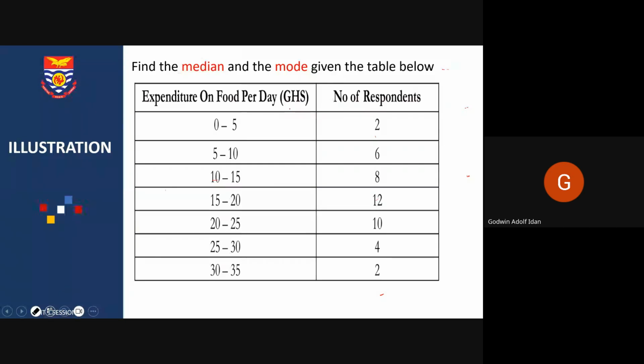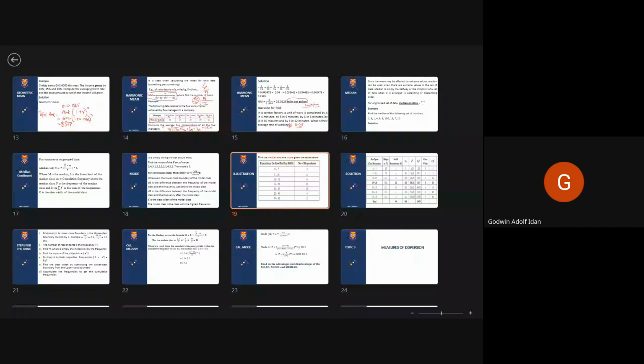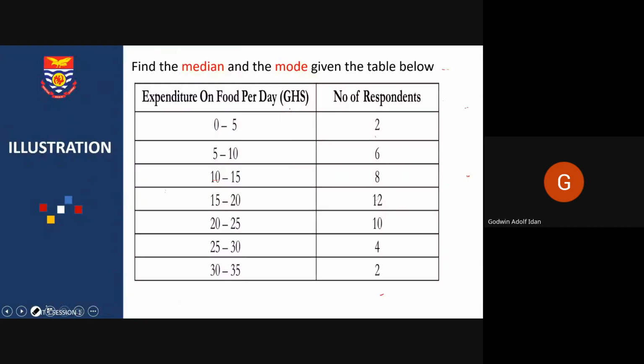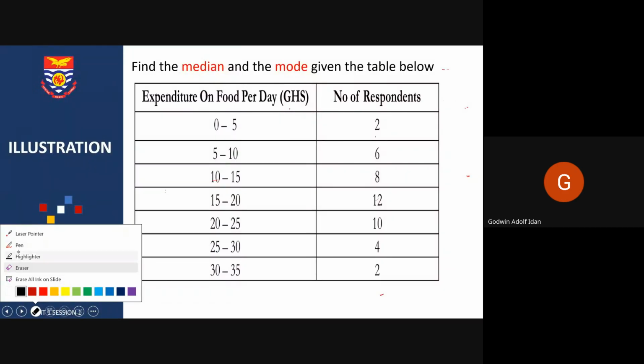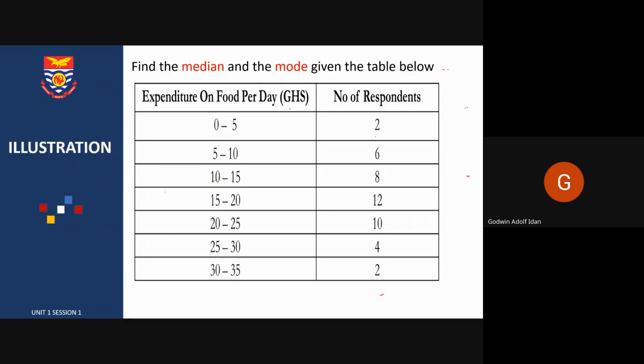And similar to what we saw in the median, how we got the median class, we're going to follow the same thing. So the mode is equal to A plus D1 over D1 plus D2, multiplying the C. And D1, we said, is the difference between the modal class.